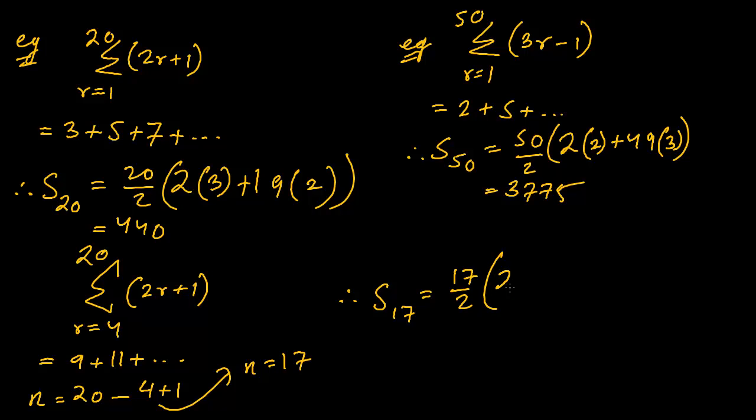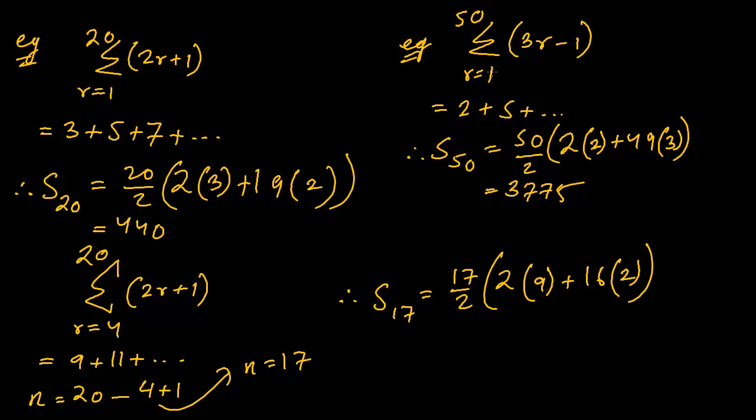So this would be n by 2, twice a, the first term is going to be 9, plus n minus 1 is 16, and the common difference is 11 minus 9 is 2. So when you have a summation where the value of the first term is not 1 but something else, you have to remember you have to find the number of terms. It is not going to be s20 here, it is going to be s of 20 minus 4 plus 1.